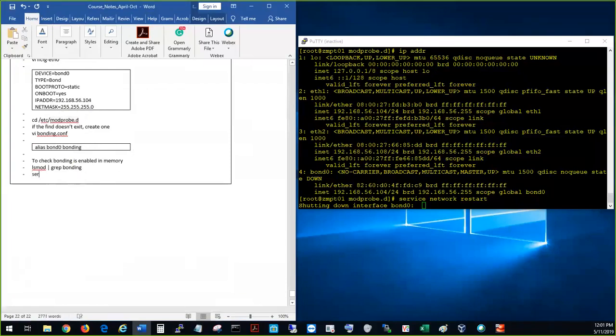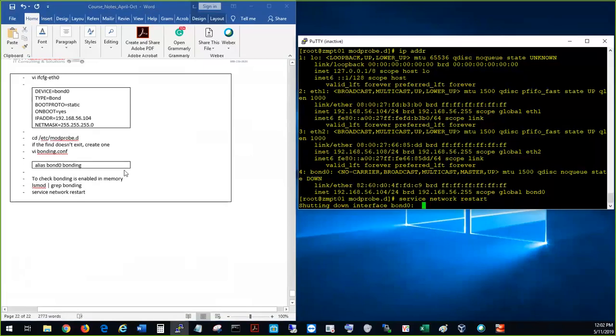I think one command also we ran. I could barely hear you. There was a command you ran also. I don't see that here. Over here, lsmod grep bonding. Before that, after configuration, service network restart. That was the last one. Which command?